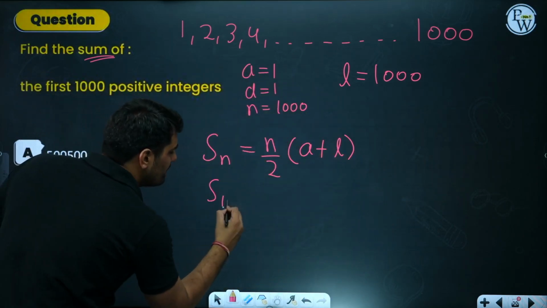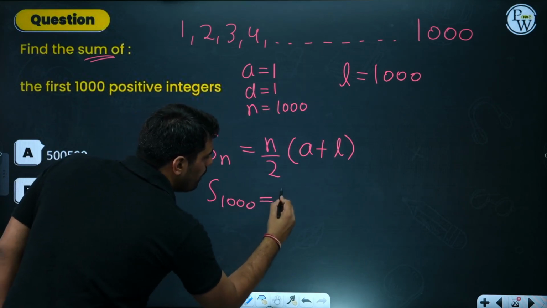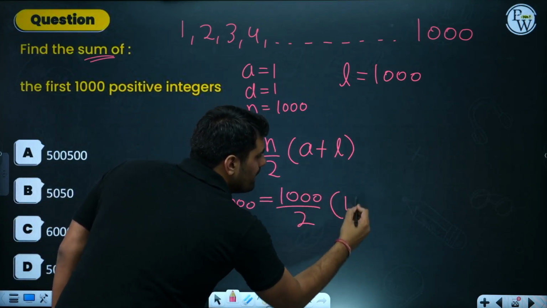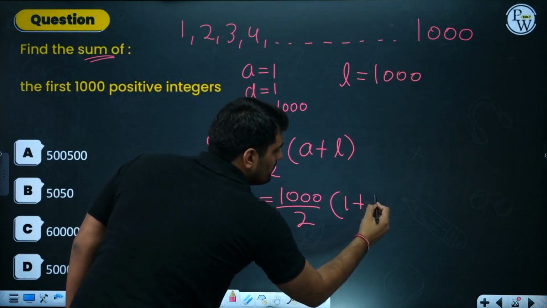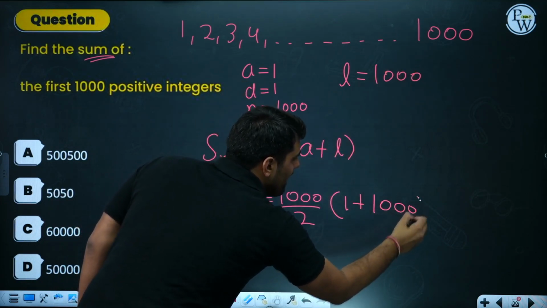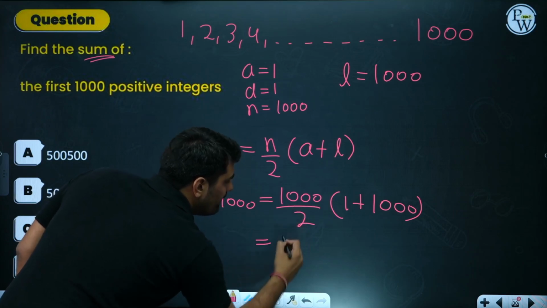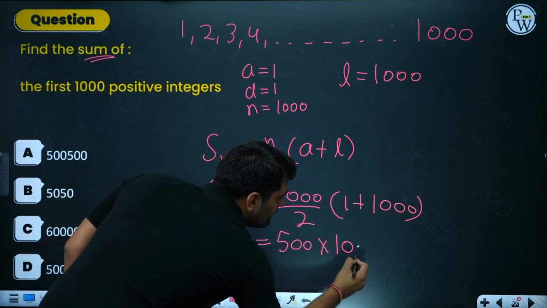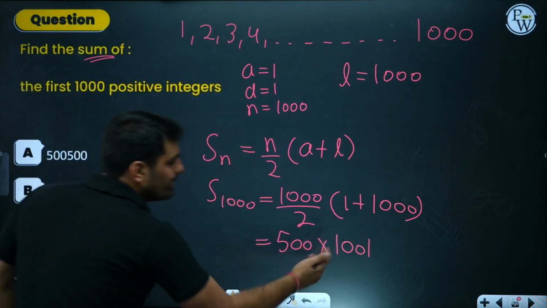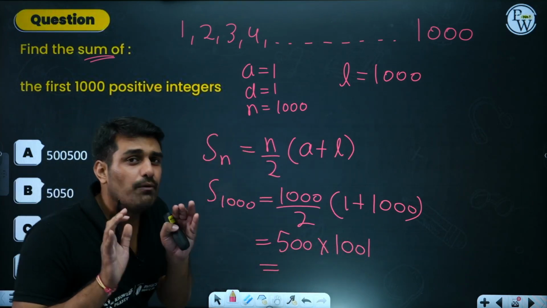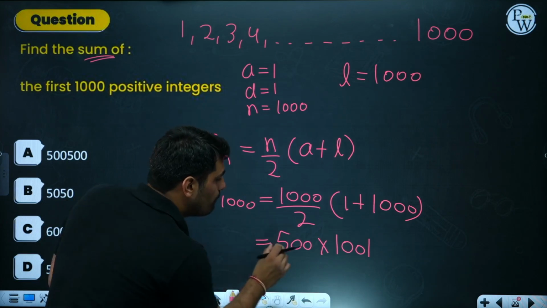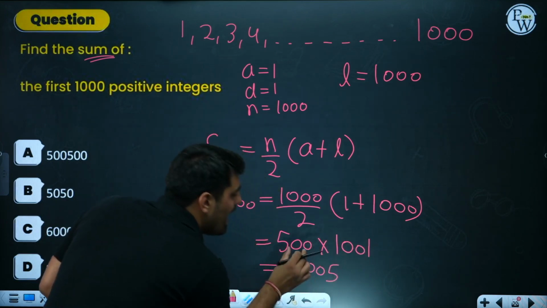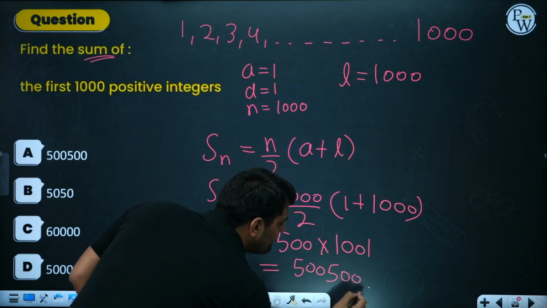So S1000 for me will be what? 1000 divided by 2. A is 1 and the last term is 1000 over here. Finally, what do I get? 1000 by 2 is 500. 500 into 1001. I hope you can do the calculation. Such kind of a calculation is way easy. 5 into 1001, that means 5005 and 2 zeros along with it. This is your final answer.